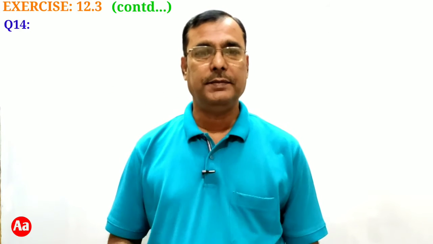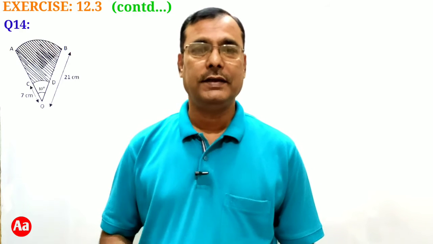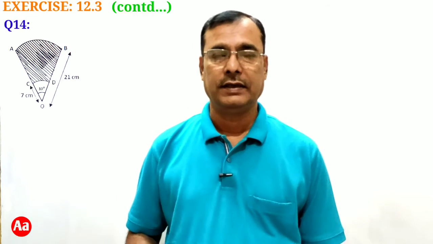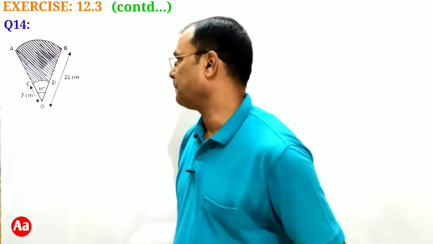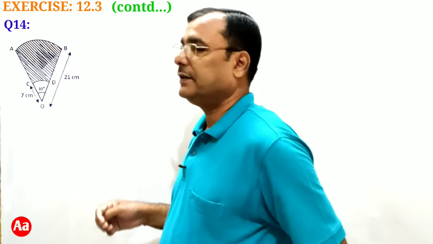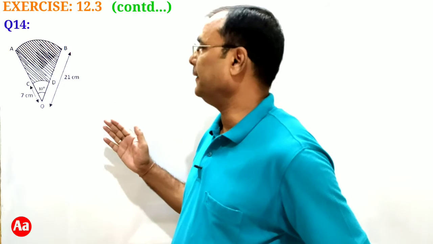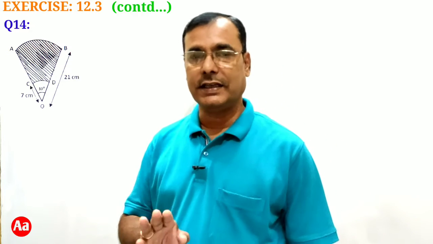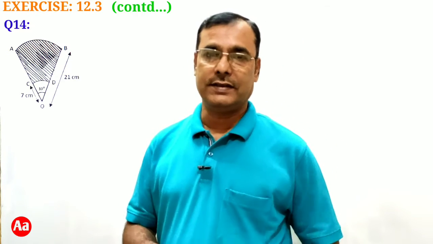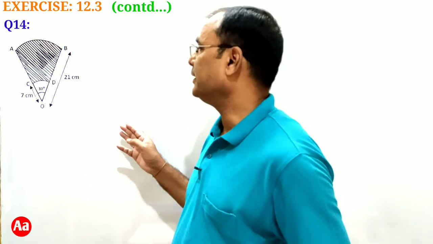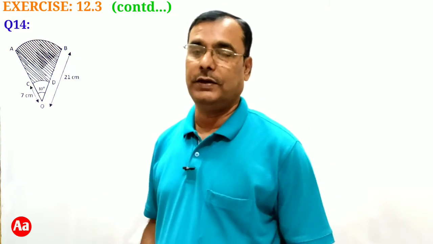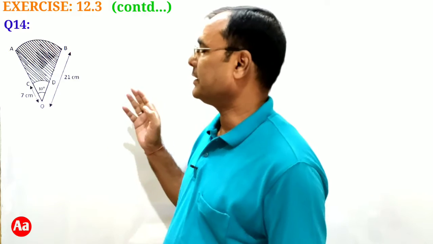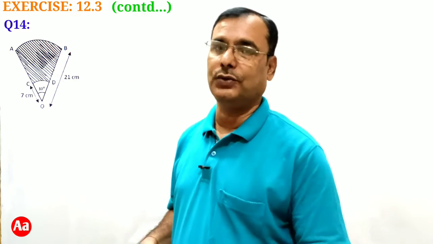Question number 14. AB and CD are respectively arcs of two concentric circles of radii 21 centimeter and 7 centimeter and center O as shown in this figure. Find area of the shaded region. In this figure, clearly OAB and OCD are sectors of two concentric circles with center O and radii 21 centimeter and 7 centimeter respectively. We have to find area of the shaded region. Area of the shaded region is area of sector OAB minus area of sector OCD.